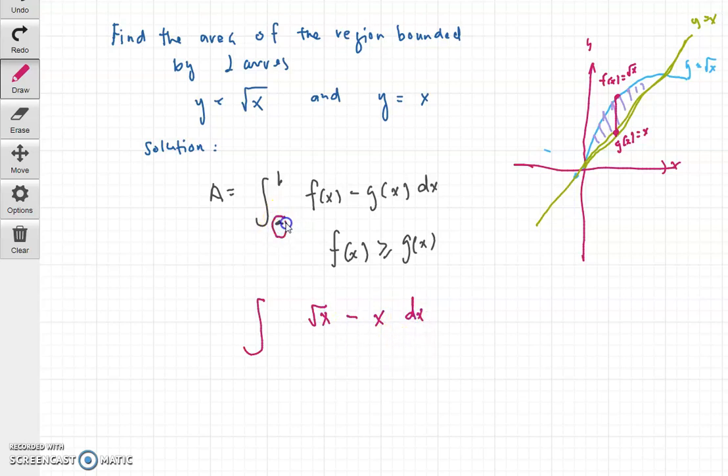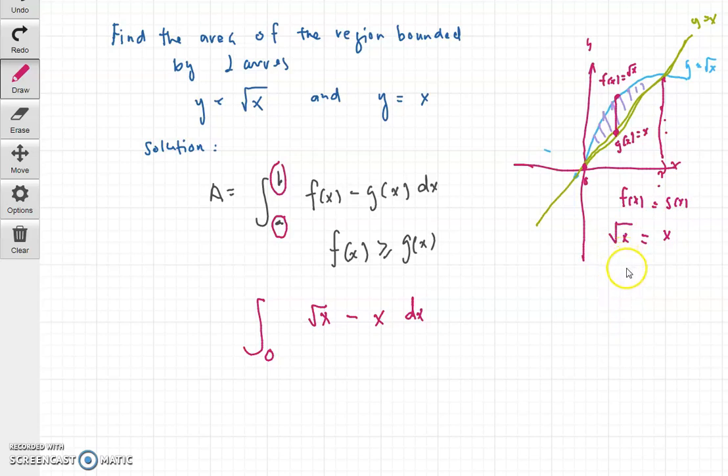Another issue here is, what are the values of a and b? We already know the area starts from here, so a is 0. But now the issue is, what is the value of x here? We can see that the blue curve and the green line are going to intersect each other. So we equate these two equations, f(x) equals g(x), so square root of x equals x.